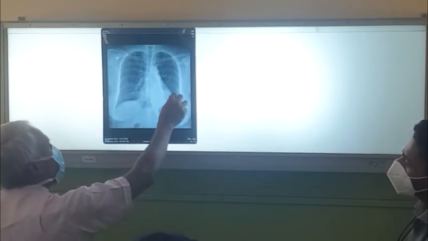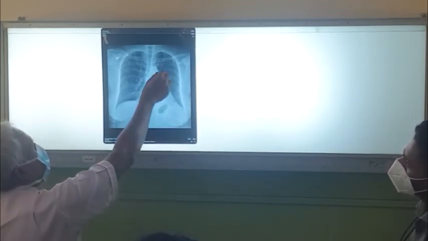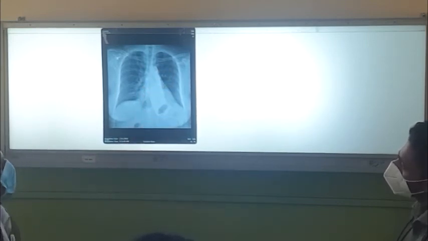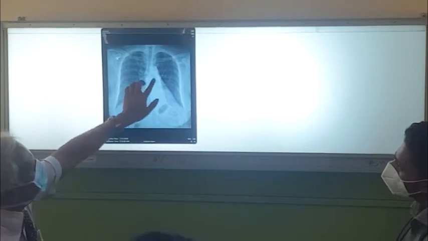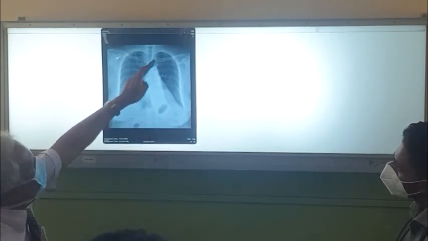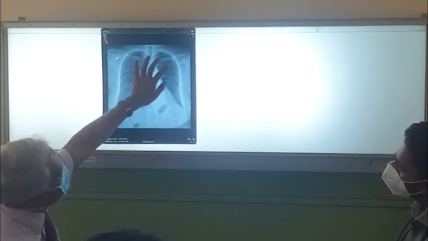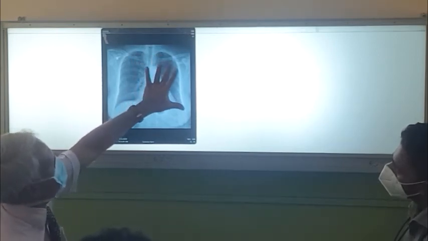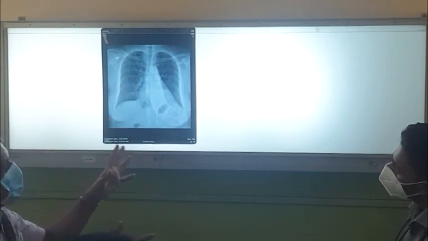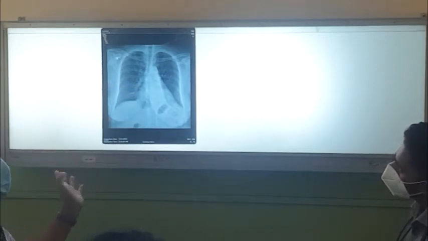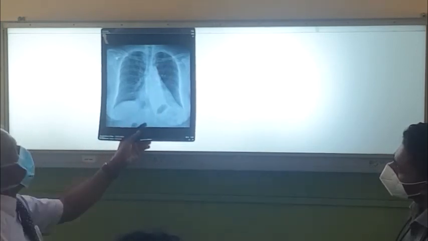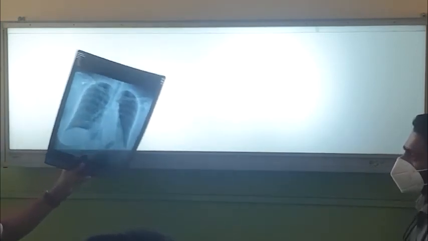Behind the heart you can get a triangular opacity. So I can't see the descending aorta. This part of the hemidiaphragm I can't see because above that there is a collapsed lower lobe. So everything is collapsed, and this area is the hyperinflated left upper lobe. You get darkness here compared to the right side because the vessels get displaced like this, right? So you get increased darkness here. So it's a typical left lower lobe collapse.